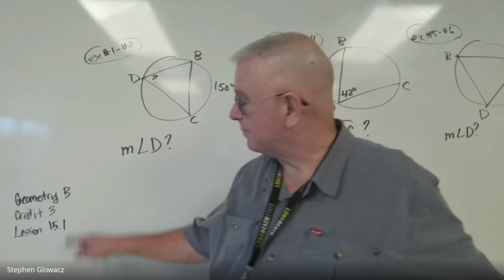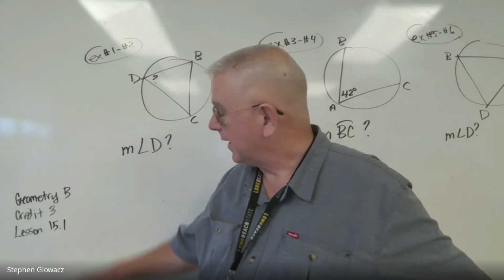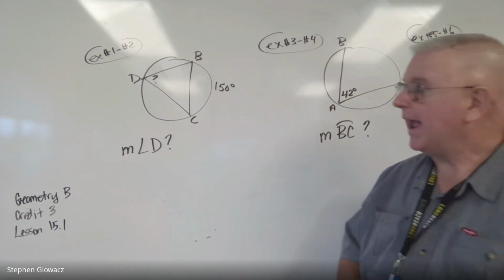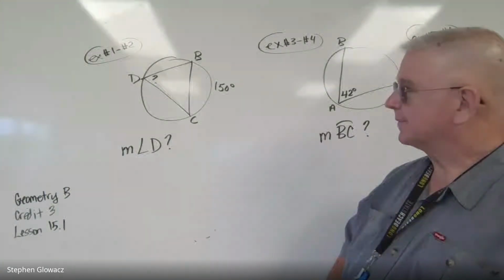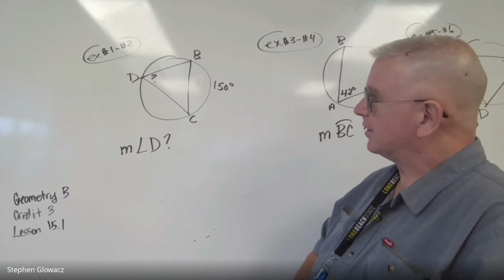These are the examples for Geometry B, Credit 3, Lesson 15.1. In Lesson 15.1, we're going to be talking about circles and angles within circles and some of those properties. It's also going to introduce some vocabulary.